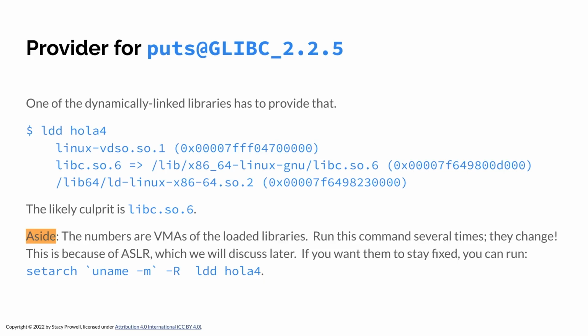And so the numbers you see there are the virtual memory addresses of the loaded libraries. And they're going to change each time you do that because we have memory randomization turned on.